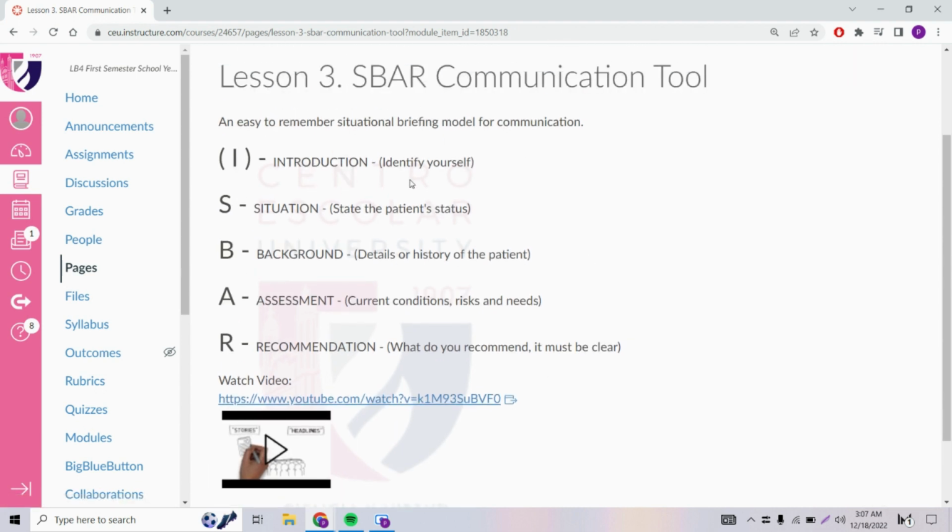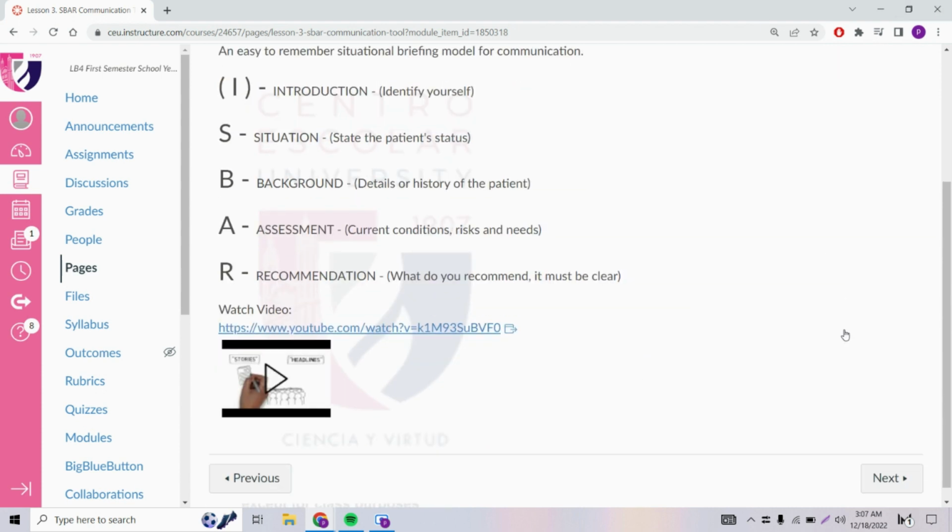But overall, class, this is how you would communicate better with patients. Try to identify yourself. What's the patient's status? Detail or history of the patient, current condition, and what can you recommend? That's your ISBAR.